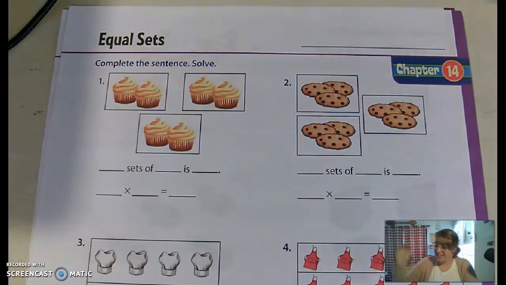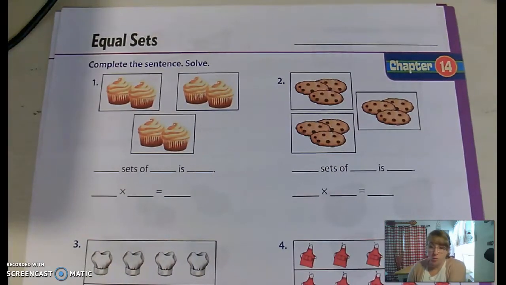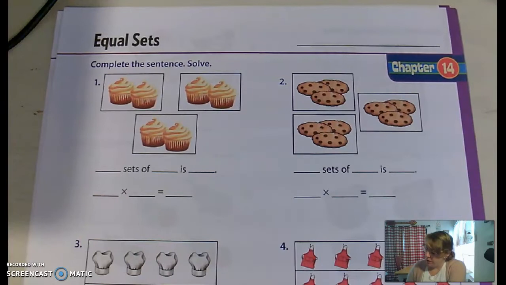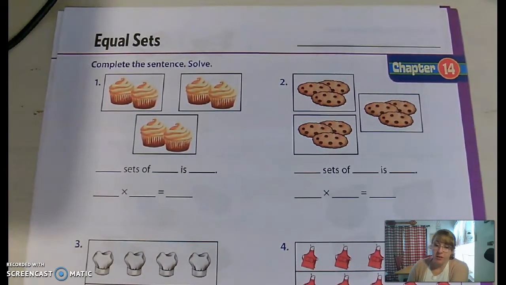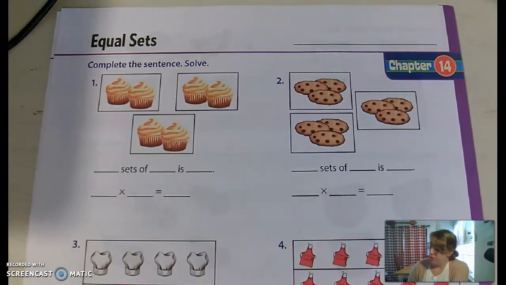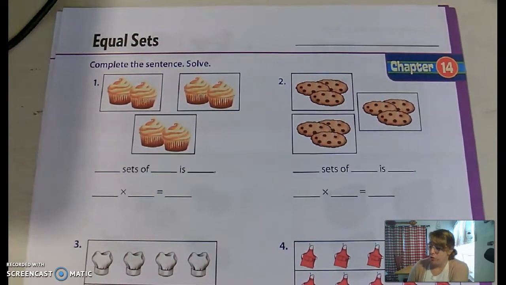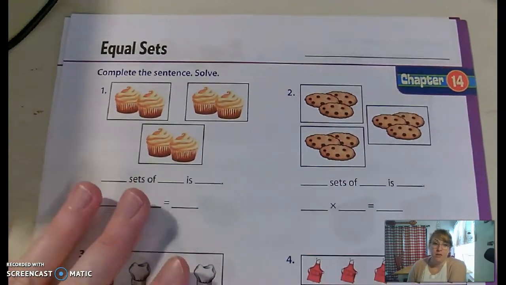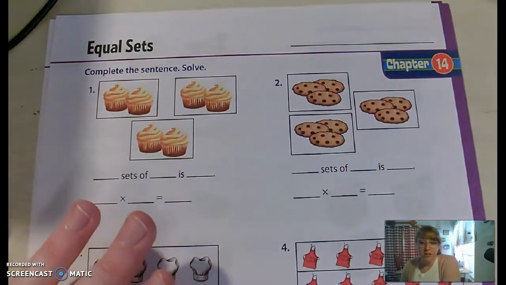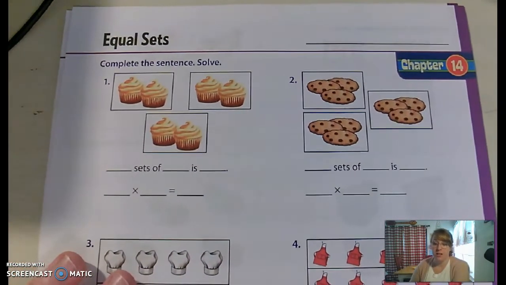Hi guys, this is going to be lessons 112 and 113, and the page numbers are 227, 228, 229, and 230. Okay, for this one we are looking at equal sets, multiplication again, but equal sets.